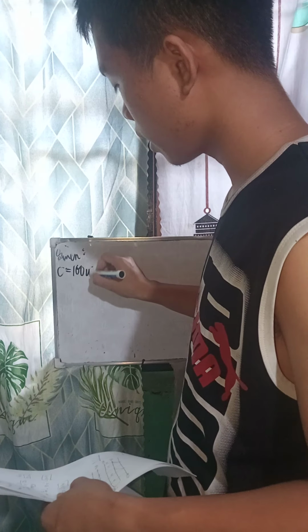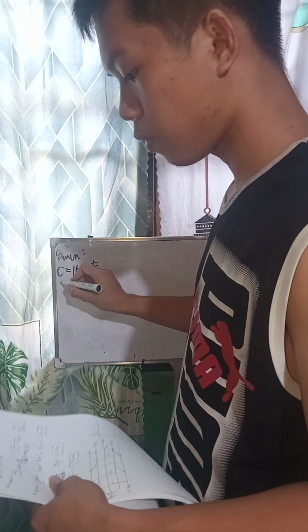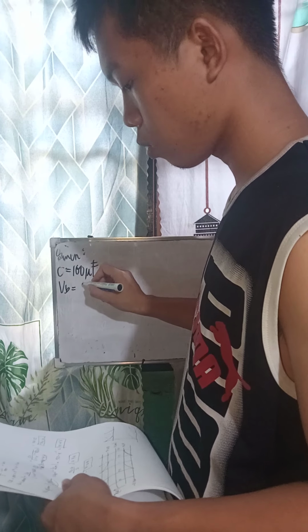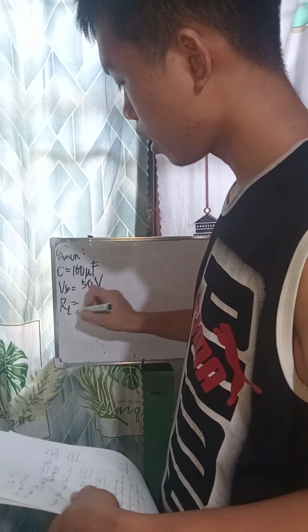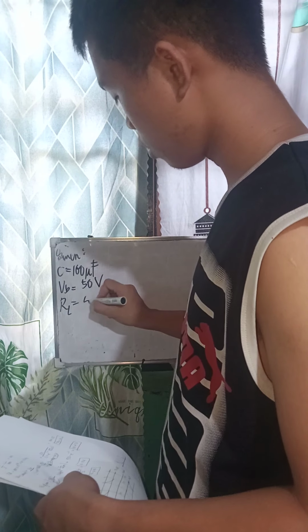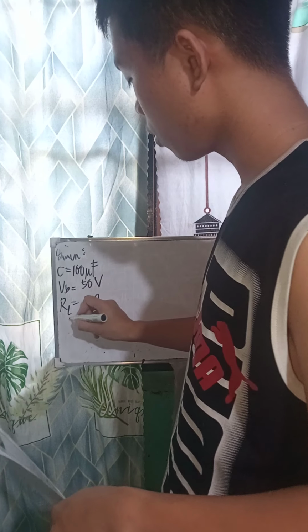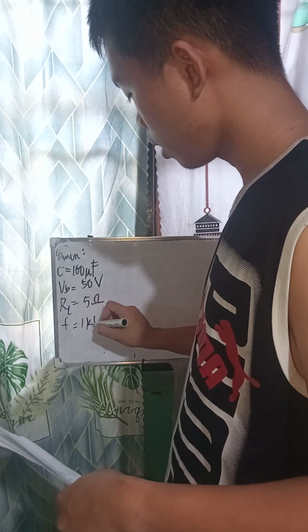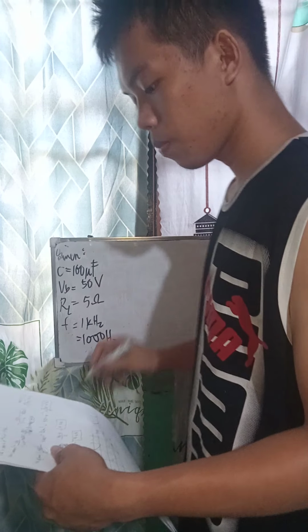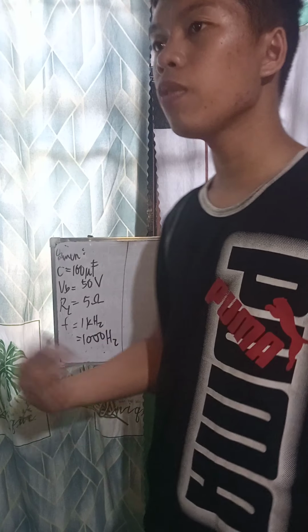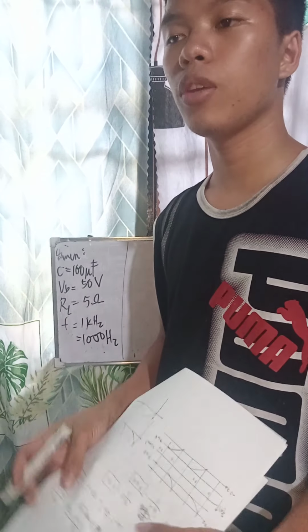So for problem number 4, we have the given capacitance, which is equal to 100 microfarad, and VB, which is equal to 50 volts. We have the resistor RL, the resistance of the load, which is 5 ohms, and then we have the frequency of 1 kHz or 1000 hertz. So this is our given.